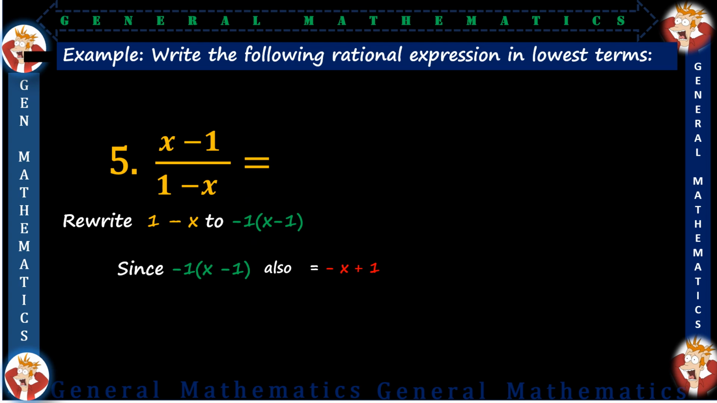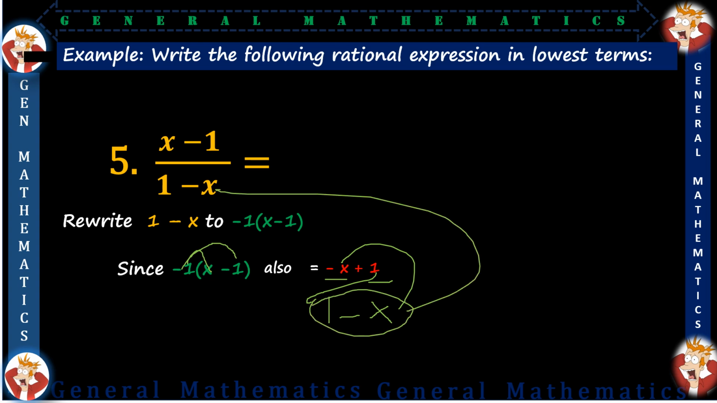Pwede naman pala, kasi when we multiply negative 1 times x, ang sagot natin is negative x. And when we multiply negative 1 times negative 1, ang sagot natin is positive 1. At kung i-rearrange po natin ito, yung 1, which is positive, ilalagay po natin sa unahan, at minus x, yun po yung nasa kabila. Which is also equivalent dito sa ating pong problem. And therefore, talaga po na mag-rewrite tayo.